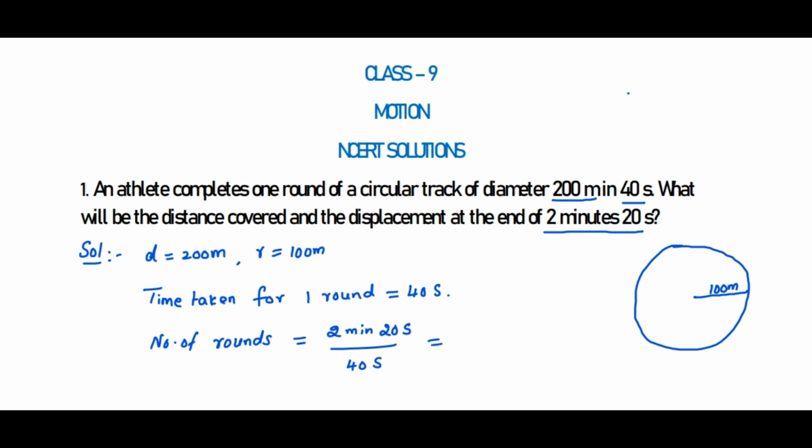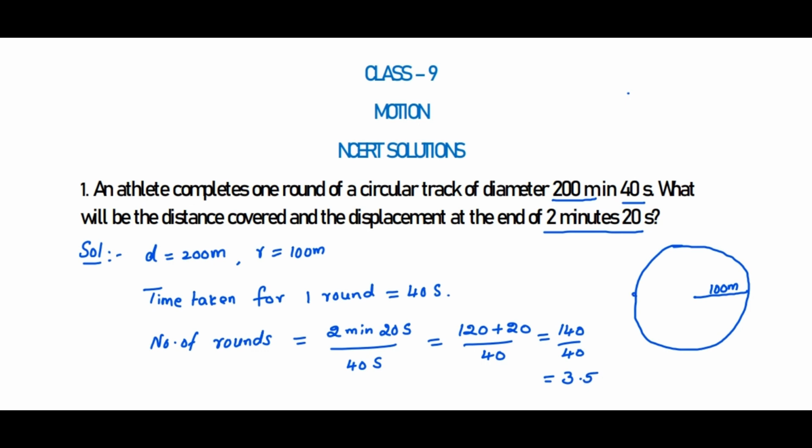So convert both of them into the same system. 2 minutes means it is 120, and again 20 by 40. That is 140 divided by 40. So 14 by 4. 14 by 4 means it will be 3.5 rounds.